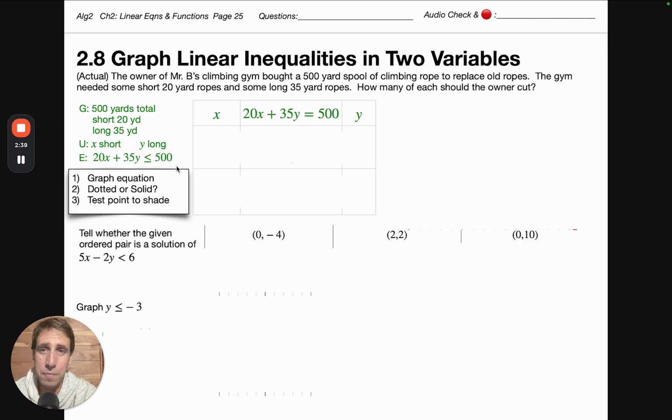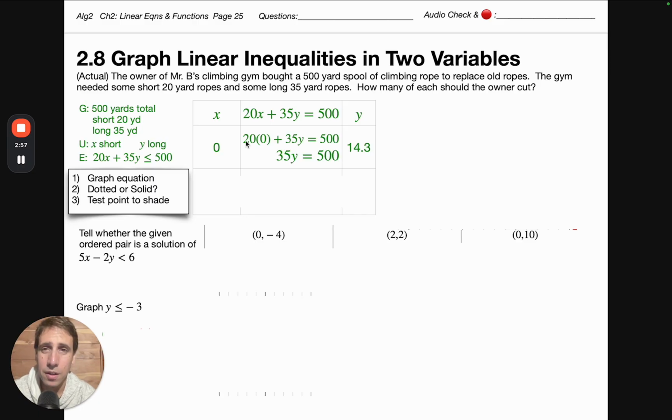So we need a table. What I'm actually going to do is graph the equation version. You can notice here this is a less than or equal to symbol, and to graph the line, I'm going to turn it into an equation. And so now I know how to graph an equation. I go equation, table, graph. So I've got the equation.